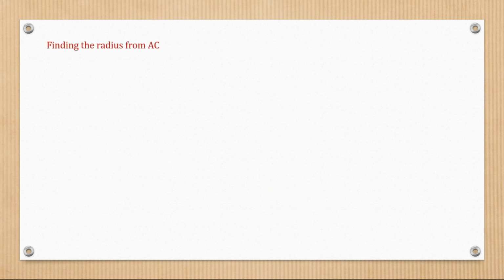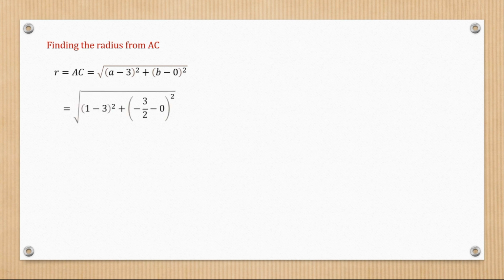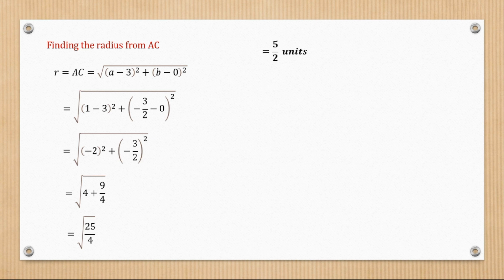Now next I can find the radius from AC. Remember that we had said that R is equal to AC, which is equal to that. So now that I know the values of a and b, I can substitute them inside there, and then I will have it this way. Simplify further: 2 squared shall give me 4, and -3 over 2 squared shall give me 9 over 4. So now I can say the radius shall be root of 25 over 4, which shall give me 5 over 2 units. So that is the value of the radius.